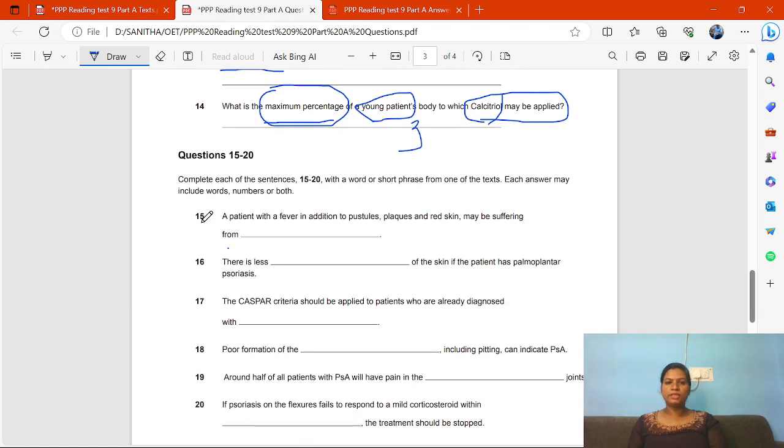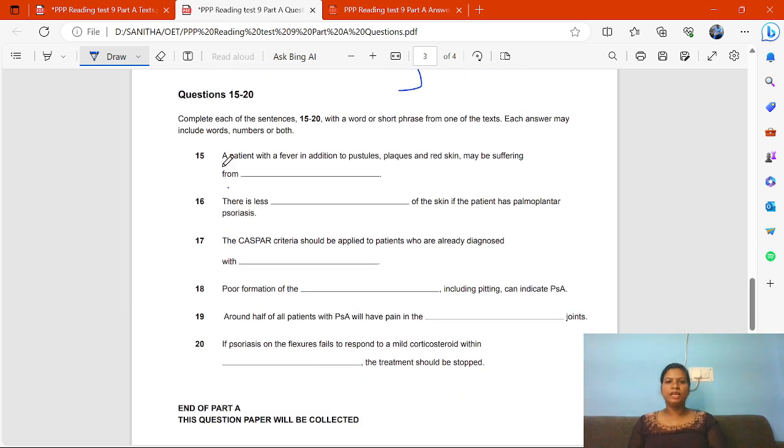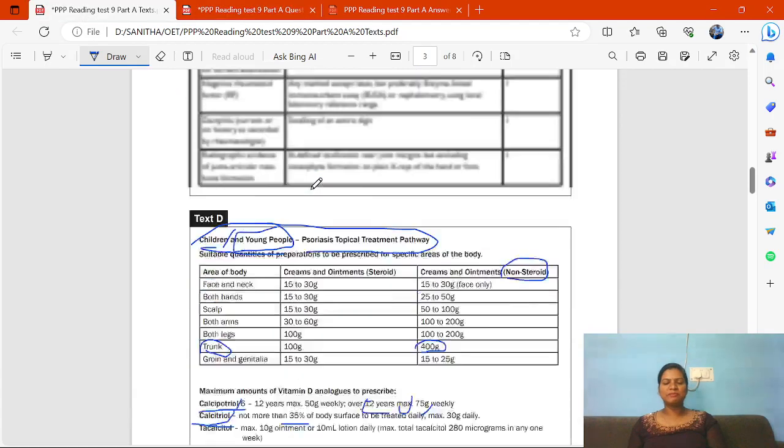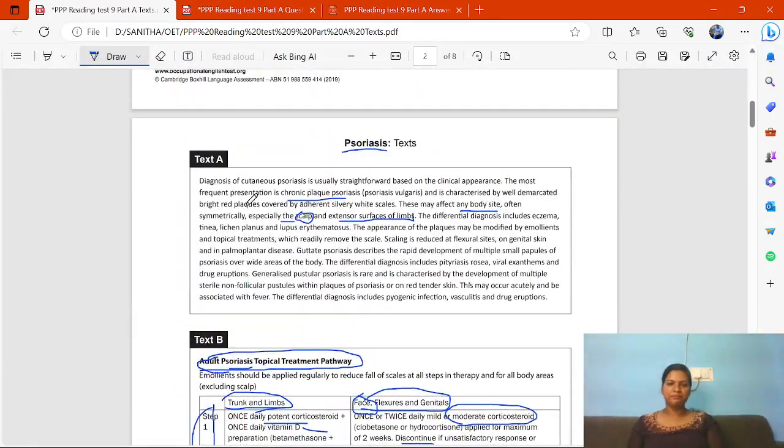Now we are going to do the sentence completion, 15 to 20. Here, a patient with the fever in addition to pustule. So some signs they are saying, signs of symptoms: fever, pustule, plaques, and red skin. A patient with fever in addition to pustule, plaques, and red skin may be suffering from what? This information we will get in test A. What are the points we got? In addition to fever, in addition to redness.